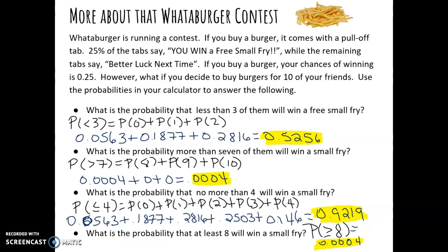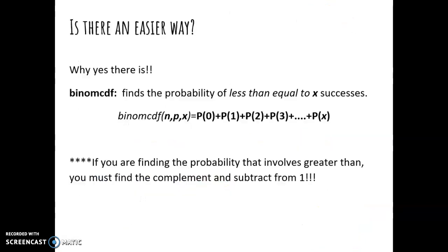What if we bought 20 hamburgers and we wanted to know the probability that we would win less than 10? Not less than 10, let's say less than 19. So you'd have to add the probabilities of 0 all the way up to the probability of 18, and that would take a while. So is there an easier way?